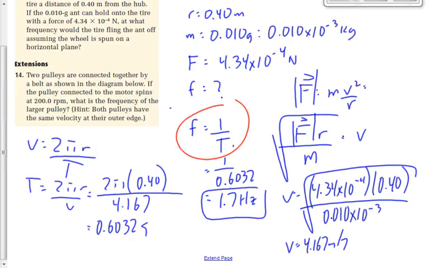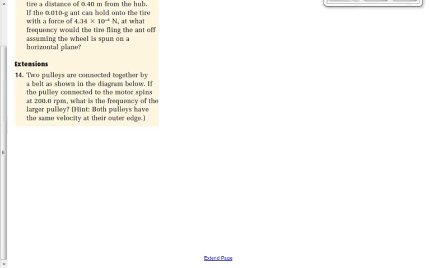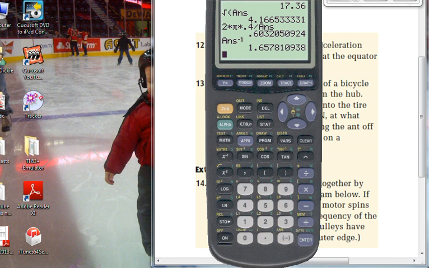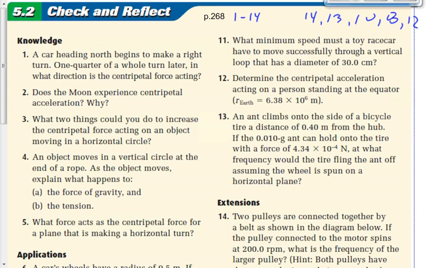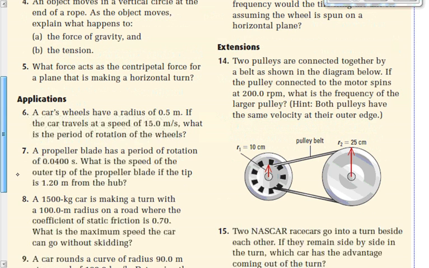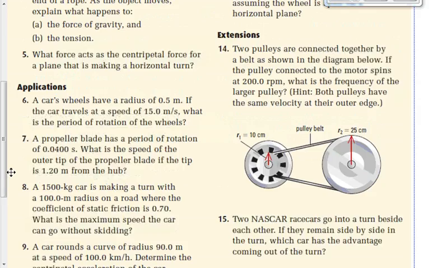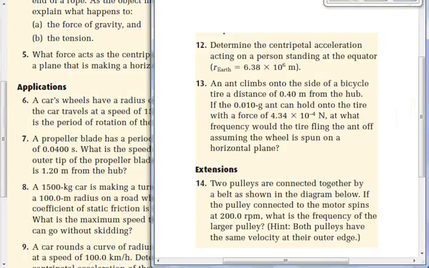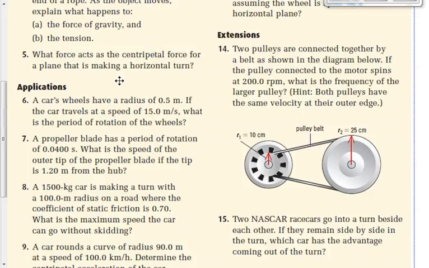Okay, let's see if we have time for 14. Time's a little bit short here, but we probably won't actually. But see what we can do here. 2 pulleys are connected. Oh, we need a picture, don't we? Yeah, there's the picture. All right, you know what, guys? Remind me on Monday. We'll take a look at question number 14 if you didn't get it already.